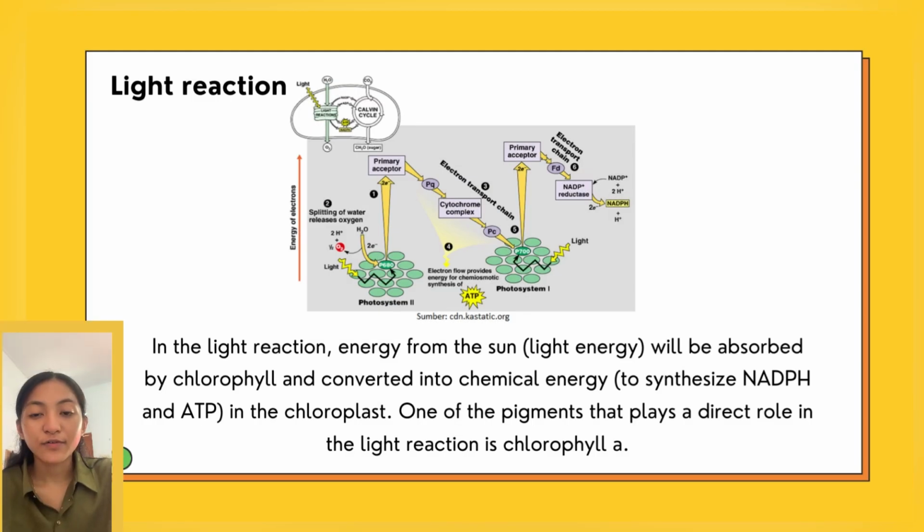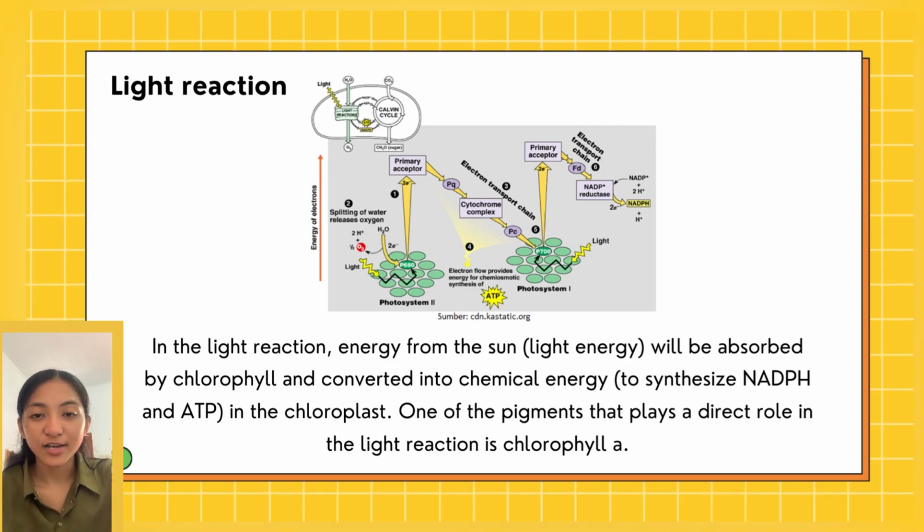There are two stages of reaction in photosynthesis. First is the light reaction. In the light reaction, energy from the sun, light energy, will be absorbed by chlorophyll and converted into chemical energy to synthesize NADPH and ATP in the chloroplast. One of the pigments that plays a direct role in the light reaction is chlorophyll A.